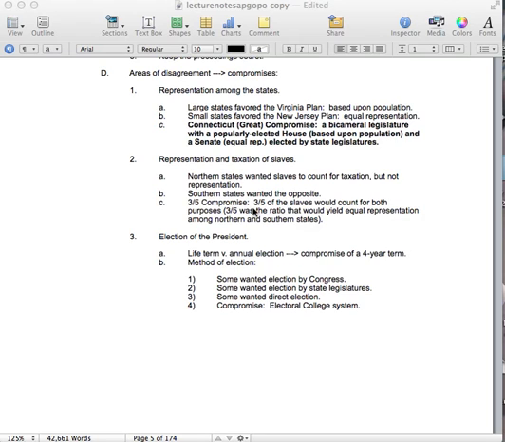The 3/5 compromise says 3/5 of the slaves would count for both purposes, which means they would count for taxation and representation. This 3/5 compromise is how we solve this problem. So if anything asks you about the 3/5 compromise, you really got to think about it. It had to do with the representation and taxation of the slaves. And so, the Great Compromise solved this one, and the Three-Fifths Compromise solved that one.